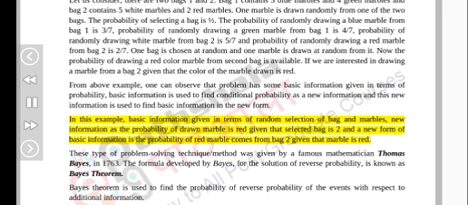In this example, the basic information is given in terms of the random selection of bag and marbles. The new information is the probability that the drawn marble is red given that the selected bag is 2, and the new form of basic information is the probability that the red marble comes from bag 2 given that the marble is red.